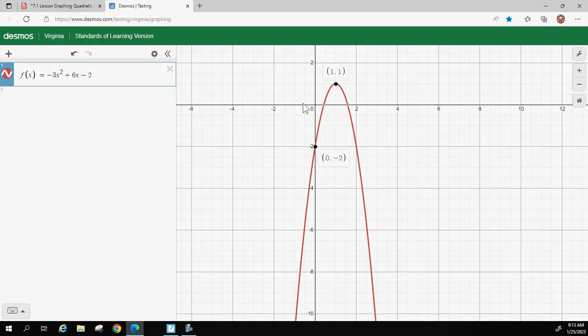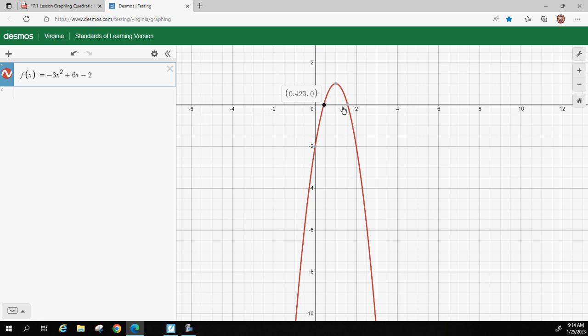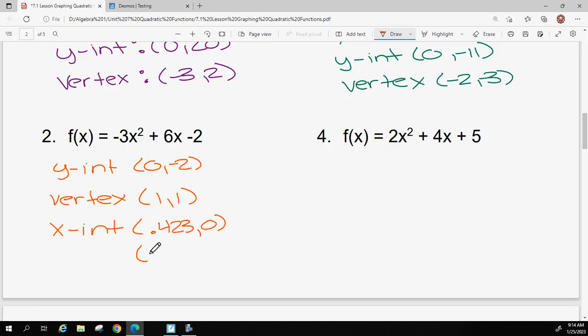And now let's talk about the x-intercepts, since we have not talked about them yet. We can unclick these points if we don't want to have too many coordinates shown. And I'm going to click this first x-intercept, and it's 0.4230. And we can just copy that decimal down. And then we're going to have a second x-intercept, 1.5770. And we want to make sure that we copy both of them down because it crosses the x-axis twice.